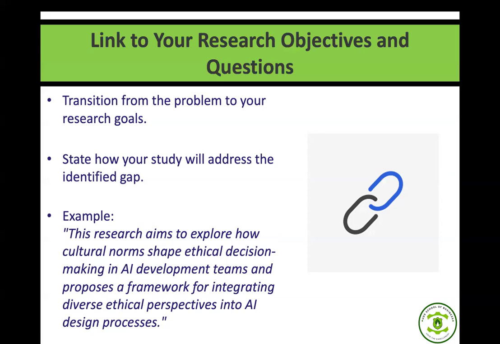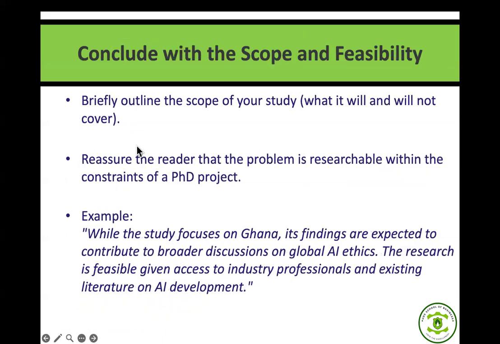And then you state clearly how your study will address the identified gap. And a typical example in doing so is to indicate that this research aims to explore how cultural norms shape ethical decision-making in AI development teams and proposes a framework for integrating diverse ethical perspectives into AI design process. The moment you are able to link the research questions, the research objectives to your problem, the moment you are able to link the two, then you can then conclude on your research problem.